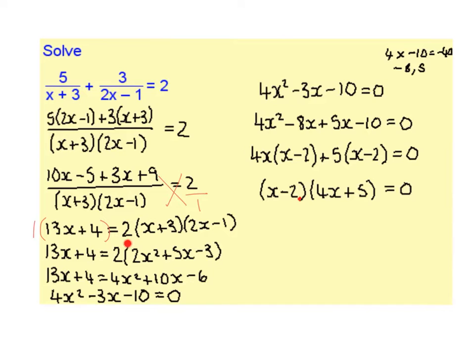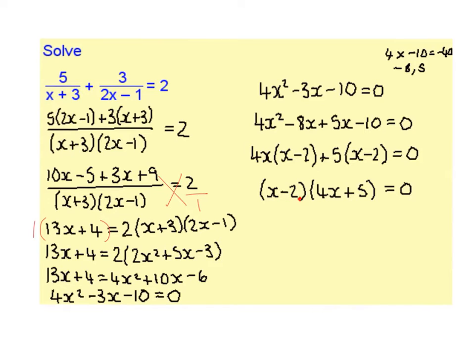But I have to remember to still multiply that by 2. So I just bring down the 13x plus 4 down here. Nothing to do with that just yet. 2 by 2x squared is 4x squared. 2 by 5x is plus 10x. 2 by minus 3 is minus 6.